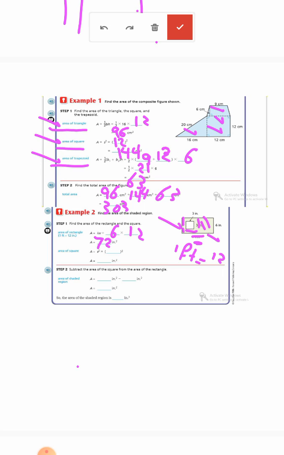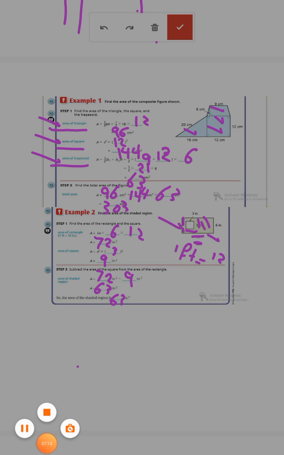Now we need to find the area of the square. Area of a square, side length multiplied by itself, 3 exponent 2 is 9. After that, do we add them together? No, he asked me to find the area of the shaded part. We have the shaded region, all the rectangle except the area of the square. So we are going to subtract 72 minus 9. It gives me 63. So the area of this shaded part is 63.